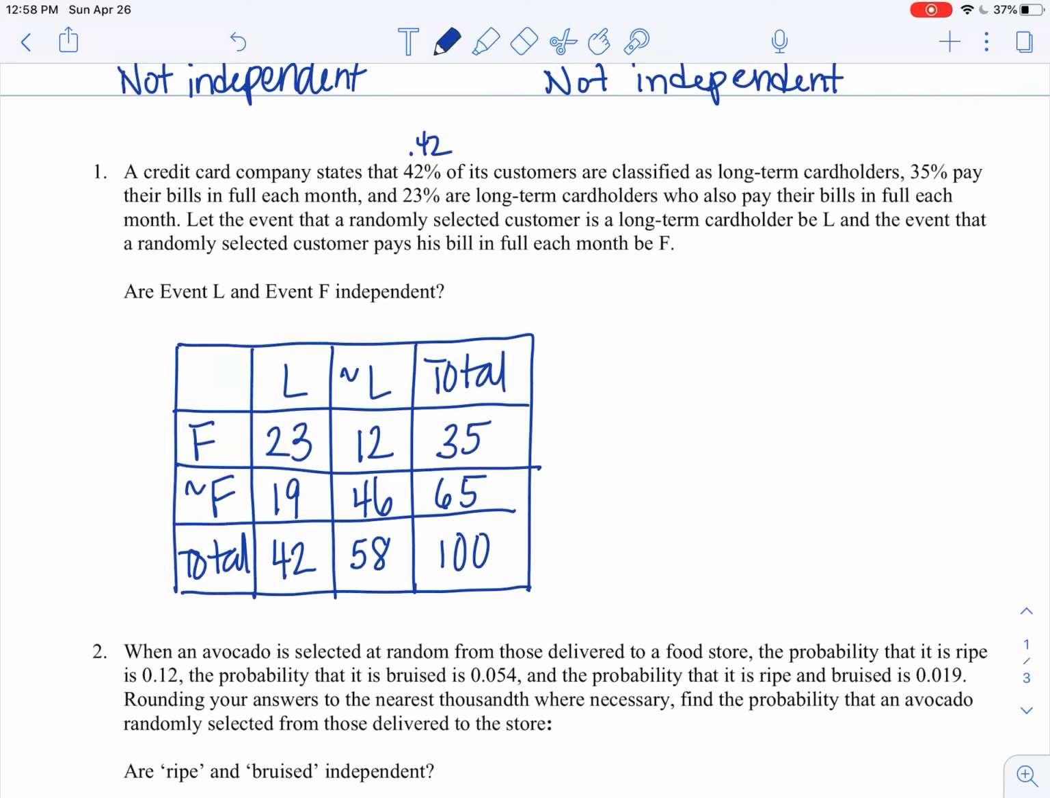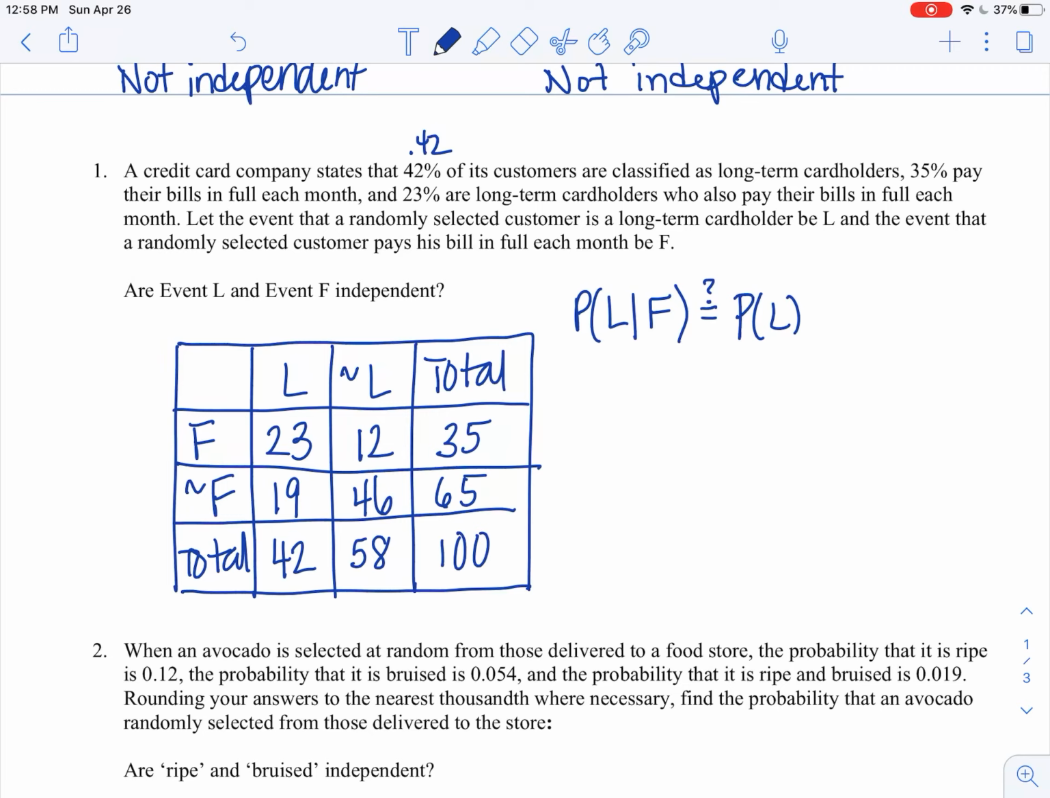So what we're going to do to test to see if these events are independent is you're going to make a given probability and test it against a specific individual probability. So let me just start with this one. Probability of L given F. Okay, does someone is a long-term cardholder given they pay their bill in full every month? You are going to test that against the probability of just being a long-term cardholder. If these two values come out to be equal, then it means being a long-term cardholder has no impact on people who pay their bills in full every month or vice versa.